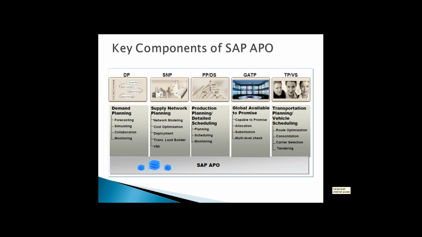The other one is TPVS. This is the old slide, that's why you are seeing TPVS, transport planning and vehicle scheduling. SAP has removed this TPVS module from APO and merged it into the TM module, transport management. So there is no point in discussing TPVS while doing APO. It is not a part of APO now.